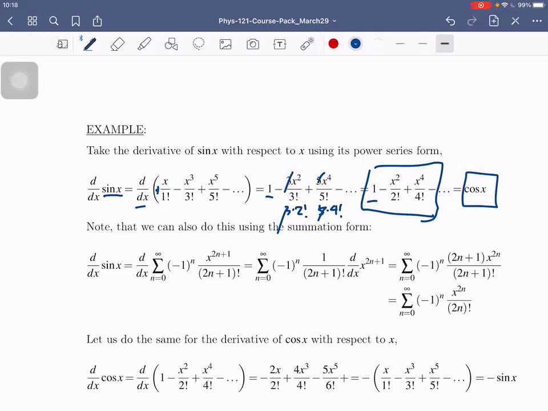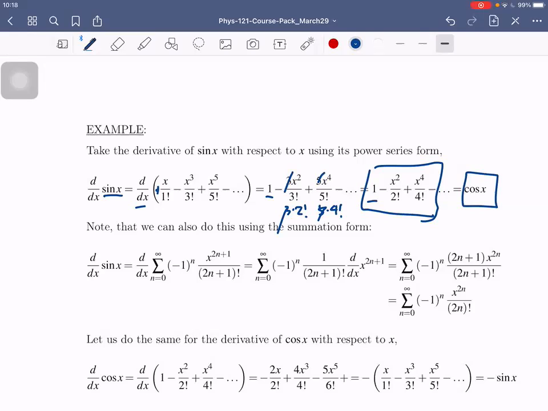So now we have shown, well, remember that the derivative of sine x is cosine x. Now we have shown that by using the power series form of sine x, we were able to derive the answer, which is cosine x. Okay?